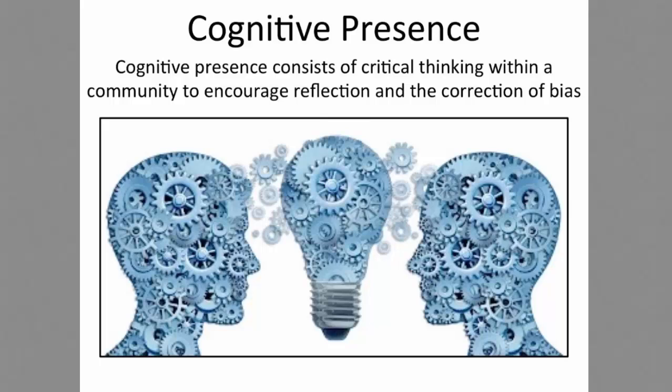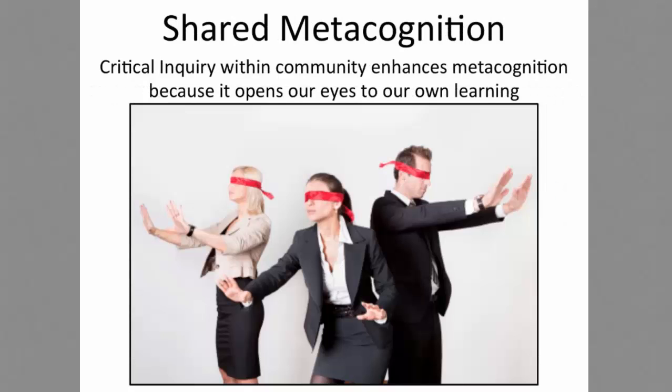All right, so the next presence is cognitive presence, which consists of primarily critical thinking, but that has to happen within a community because that encourages reflection and it helps us to correct each other's cognitive biases. An important part of that is shared metacognition, which is thinking about our process of thinking. In a critical inquiry community, we can open each other's eyes to our own learning.